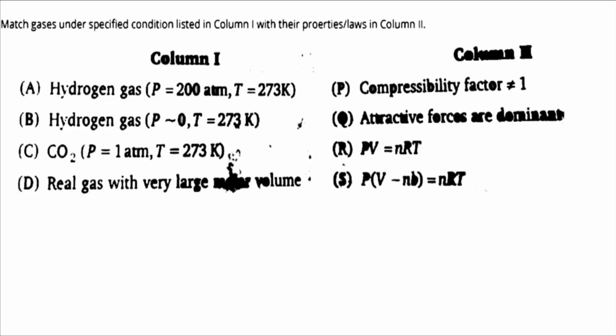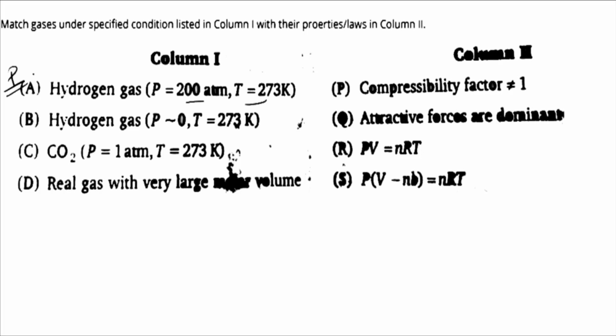Hello and welcome. The question is to match gases under specified conditions in column 1 with their properties or laws in column 2. Hydrogen gas at this pressure and this temperature has compressibility factor not equal to 1, this is greater than 1. So P is this answer.